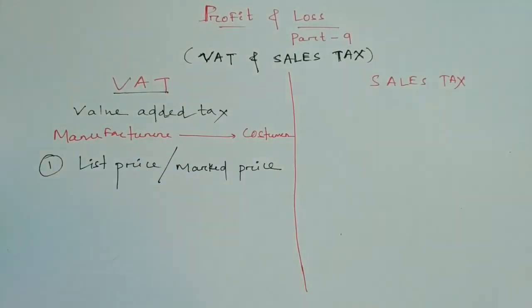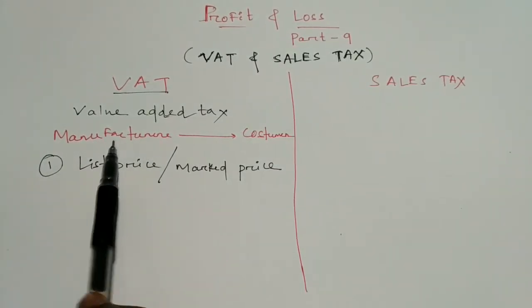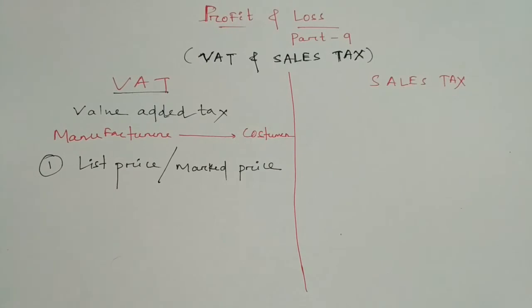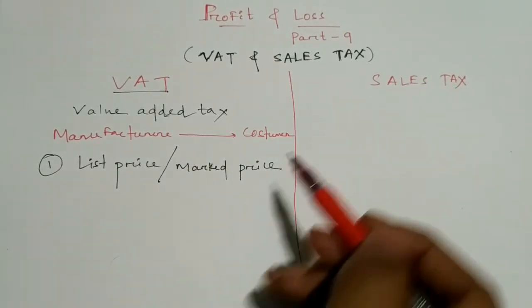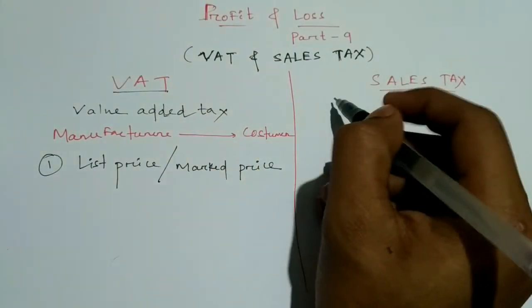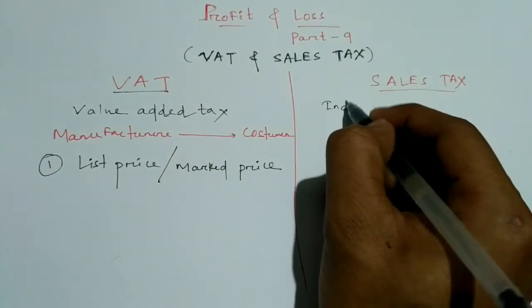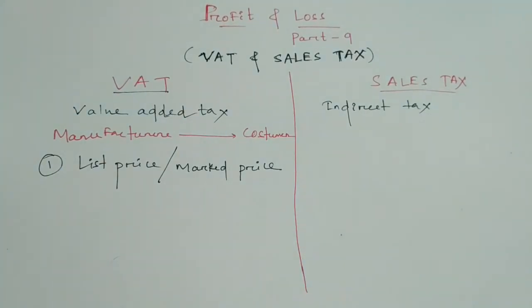So first thing, what is VAT? VAT is value added tax, and it is calculated upon each step when it goes from manufacturer to the customer. VAT is calculated on the list price by applying the rate of tax as applicable. Then next, what is sales tax? Sales tax is an indirect tax that is imposed by the government on the public.